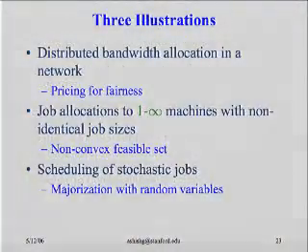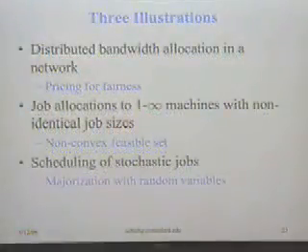bounds. So I'm going to give 3 illustrations. I'm being ambitious. I'll try to at least give 1 or 2 illustrations. So the first illustration is distributed bandwidth allocation in a network. I want to show how this framework actually applies in concrete settings. Then I want to go to job allocations to 1 infinity machines with non-identical job sizes. And then I want to talk a little bit about scheduling of stochastic jobs.